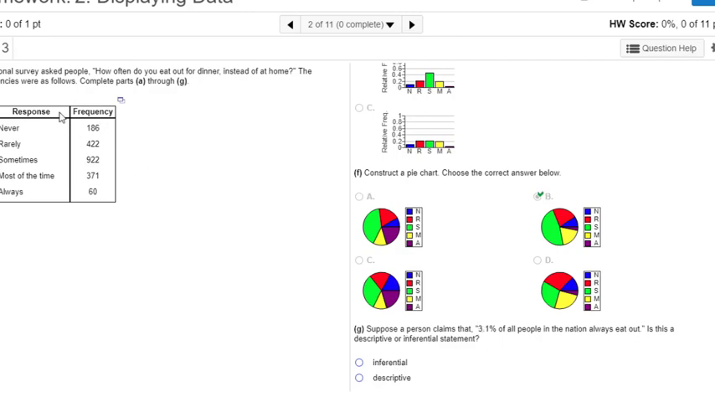So this is a survey, right? So this is definitely not representative of the entire nation. Much too small. So this is an inferential statistic or statement. If it had said a person claims 3.1% of those surveyed, then that would be descriptive. I hope you see the difference. And I hope this helps.